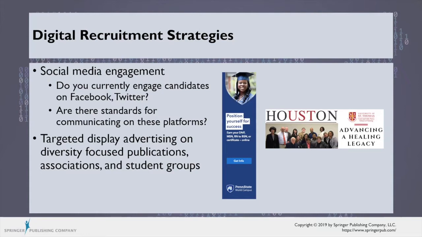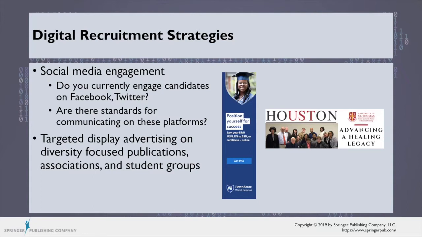And when we work with a lot of universities and hospitals, we see that there are a lot of standards for communicating on these platforms. In creating that sort of inclusive environment, it's very difficult to move away from the talking points about the school or the hospital system or your employer, about what makes it unique for that candidate. And it's important to create that sense of authenticity when you can, to really communicate with potential candidates.